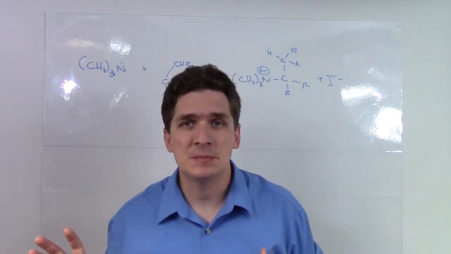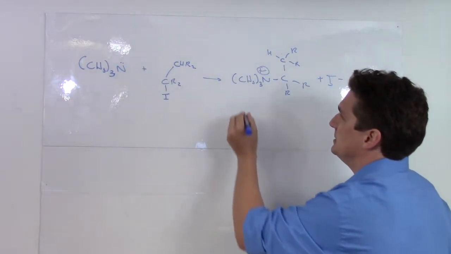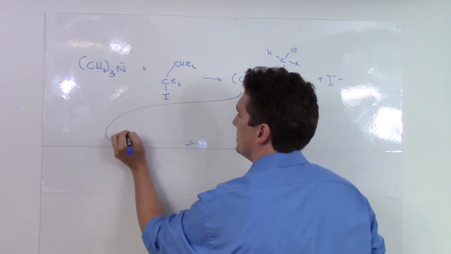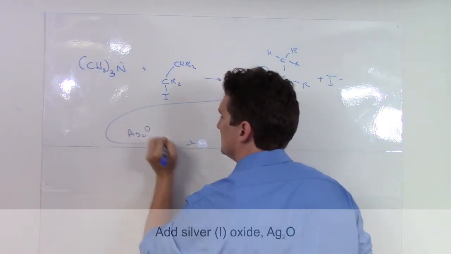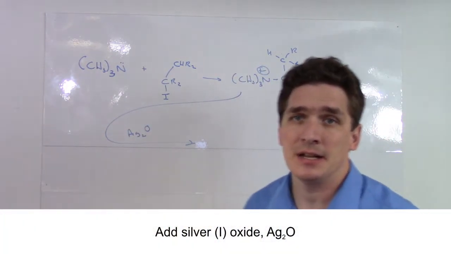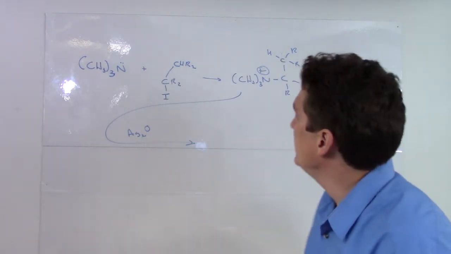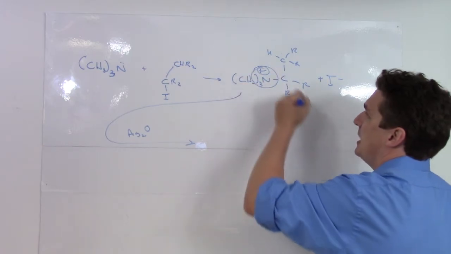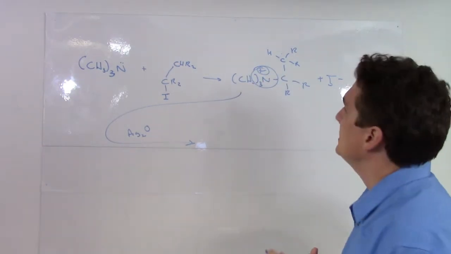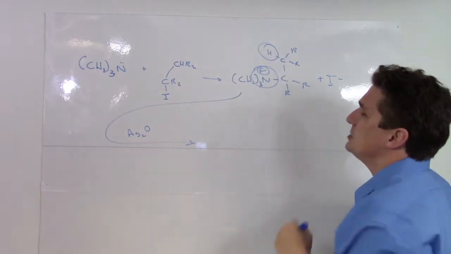Now, this on its own is not particularly useful, but what we're going to do next is add silver(I) oxide. Well, not a catalyst, it's going to react. But what this is going to do is it's going to do 2 things. One, it's going to eliminate the amine group. And subsequently, it's also going to eliminate the hydrogen off of that carbon.